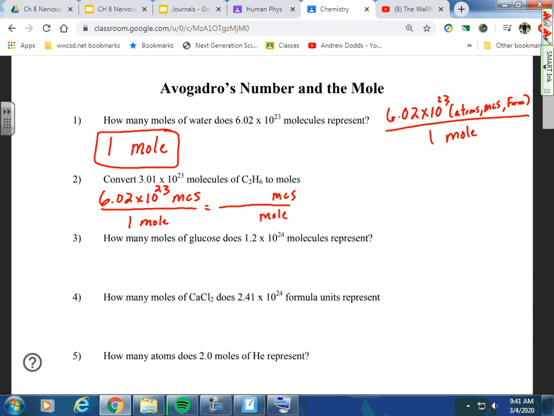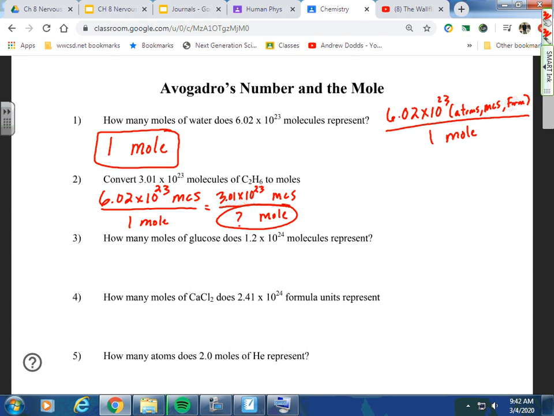All right? So if I have 3.01 times 10 to the 23rd molecules, how many moles would that be? That's what we're trying to figure out. So what we've got to do is try to solve for this. And I'll show you a couple different ways to do this. So this is just by comparing the ratios. This is one way to do it. All right. You might like the second way I show you better. I probably will.